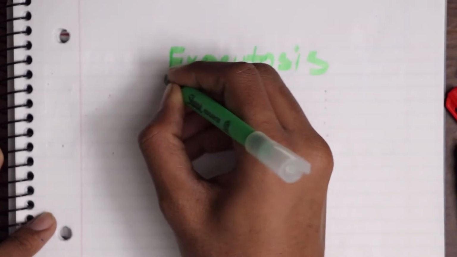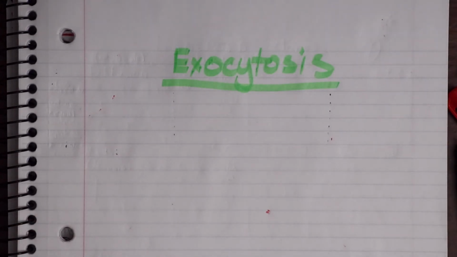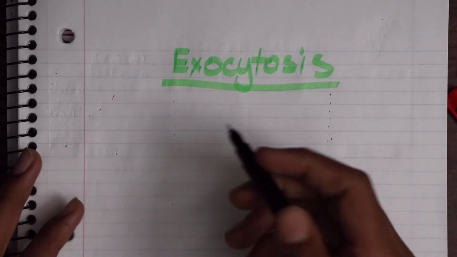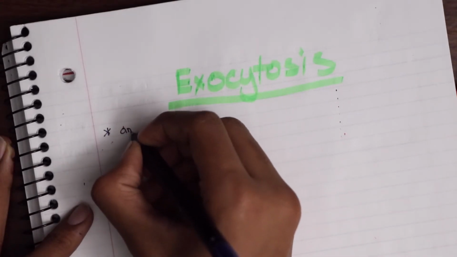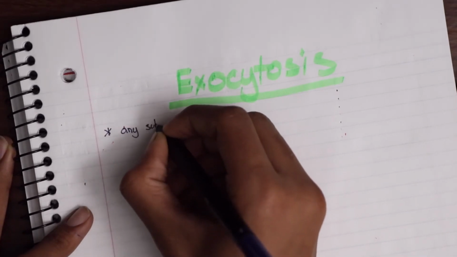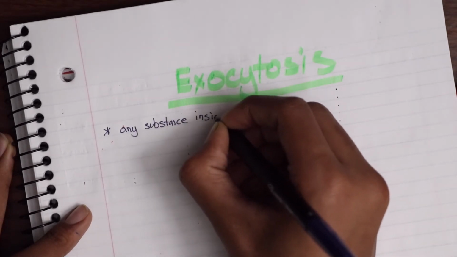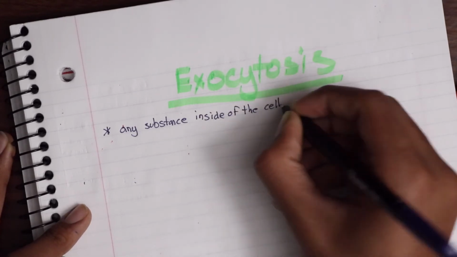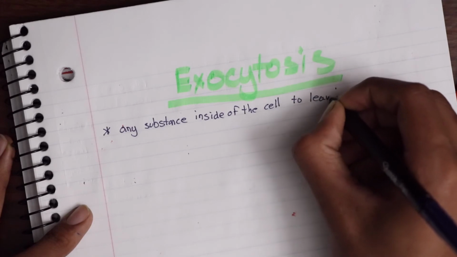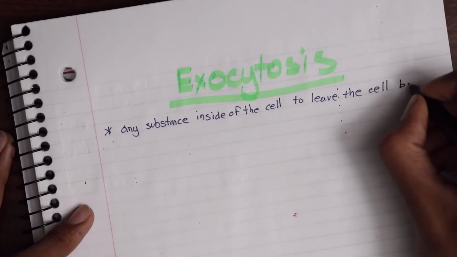Exocytosis. Now, exocytosis. This is the process of any substance inside of the cell to leave the cell by way of vesicles.